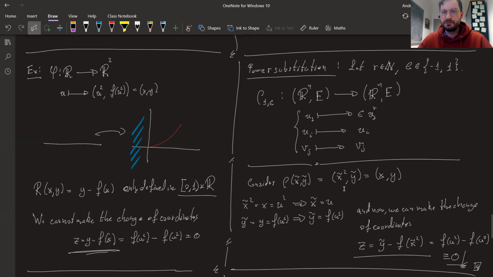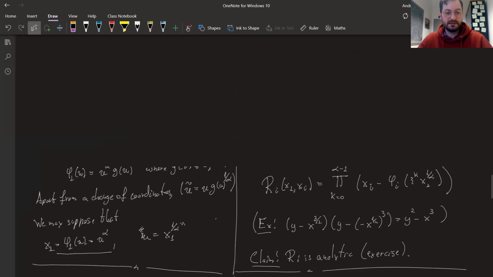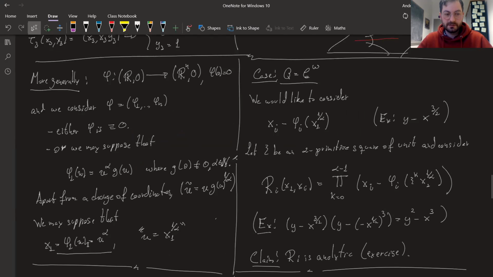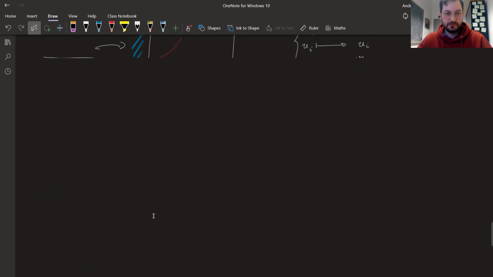If we use power substitutions for the case of curves, we can just get to this better normal form here. Yeah, you can transform x1 by a power substitution to become equal to u, and then it's just a change of coordinates. So it becomes quite simple.